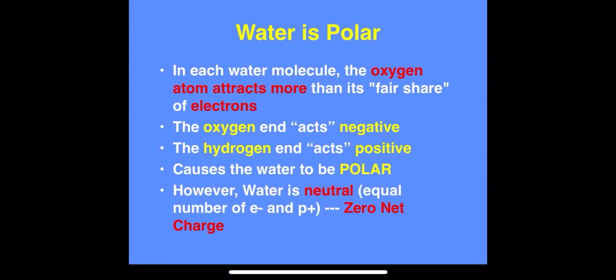Water is also polar. In each water molecule, the oxygen atom attracts more than its fair share of electrons. That makes it polar. The oxygen end acts as negative, while the hydrogen end acts positive, which causes water to be polar. However, water is neutral, with an equal number of electrons and protons, so 0 net charge.